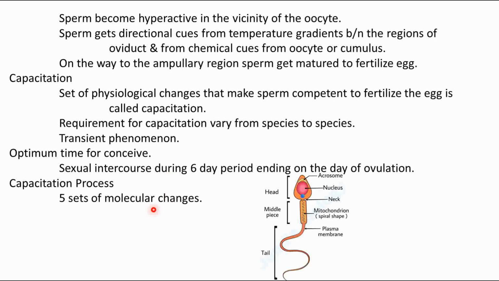Next, we are going to see the detailed process of capacitation. During the capacitation process, 5 sets of molecular changes happen. Here I am showing the structure of a sperm. Detailed aspects of sperm we will learn in another video. So let's go and see what those sets of molecular changes are.